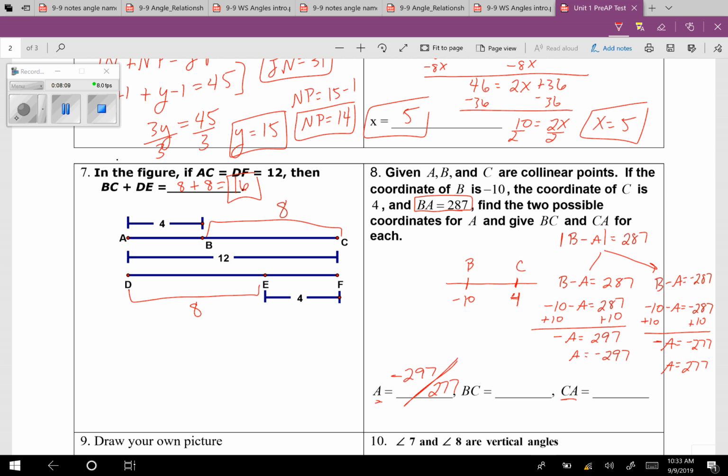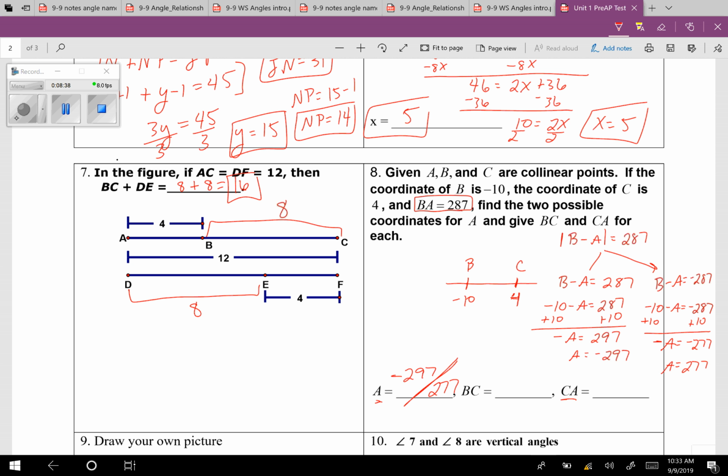So it's either you're starting at -10 and you're going 287 to the right, or you're starting at -10 and you're going 287 to the left. Okay? So for the negative 297, you're getting 287 more negative. So that's why you have to add. And over here, you're going 287, but you started off at -10, so you have to take that off from the total length.